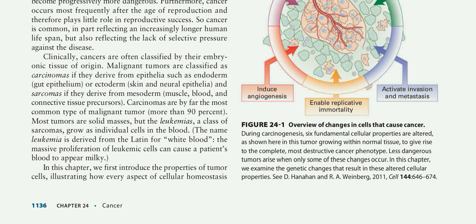Carcinomas are by far the most common type of malignant tumor, more than 90%. Most tumors are solid masses, but the leukemias, a class of sarcomas, grow as individual cells in the blood. The name leukemia is derived from the Latin for white blood. The massive proliferation of leukemia cells can cause a patient's blood to appear milky.